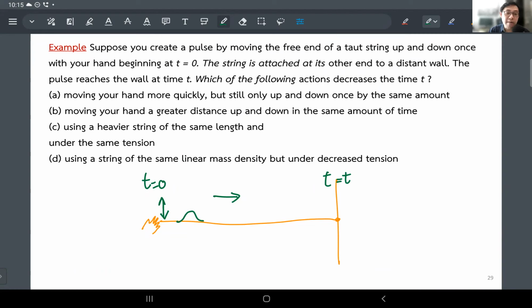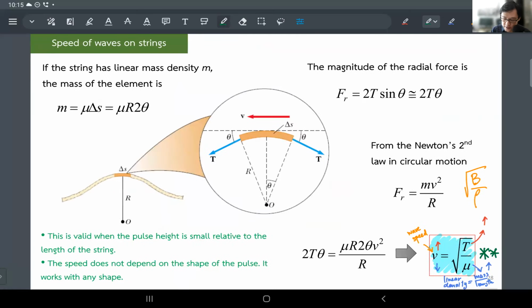A then, moving your hand more quickly. If you move your hand up and down quickly, you're just going to change the shape of the pulse. The pulse will just be thinner, narrower. But that won't change anything, because you won't change the tension or the linear mass density. Oh, D then, using the string of the same linear density but decreasing the tension. You can see that if you want things to move faster, you're supposed to increase the tension, not decrease. So D is not good.